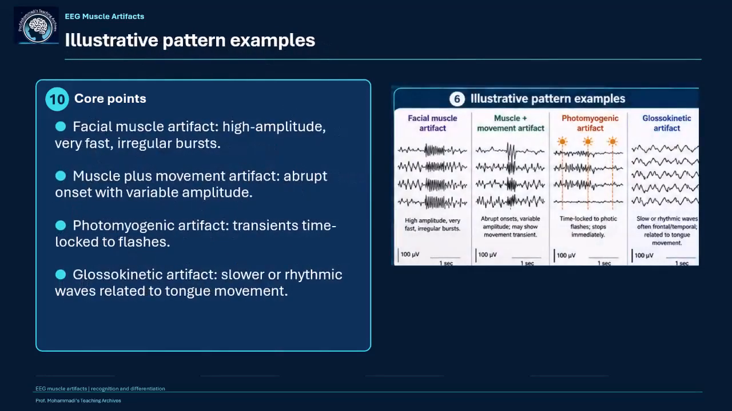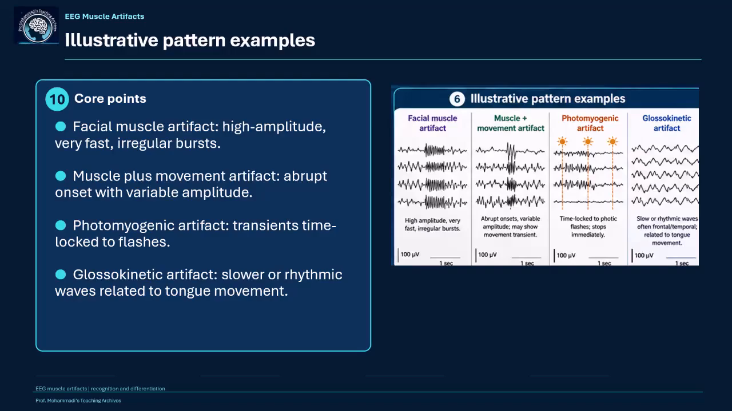These illustrative examples should be approached as a pattern recognition exercise. Facial muscle artifact is usually fast, high in amplitude, and irregular. Muscle plus movement artifact may combine fast activity with slower shifts or abrupt transients. Photomyogenic artifact follows photic flashes closely and stops when stimulation ends. Glossokinetic artifact is often slower or rhythmic and is linked to tongue movement or swallowing. Recognizing these patterns improves confidence and reduces overinterpretation.